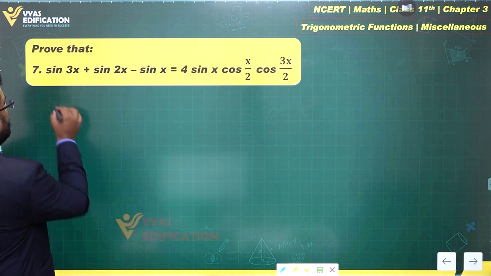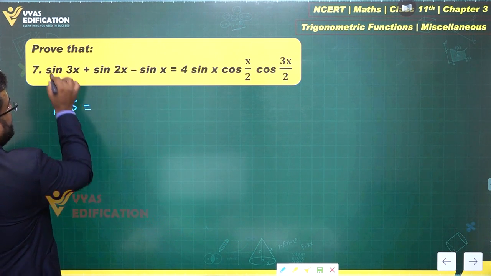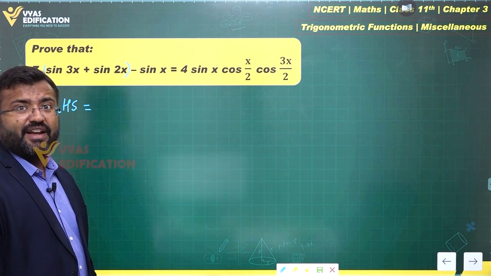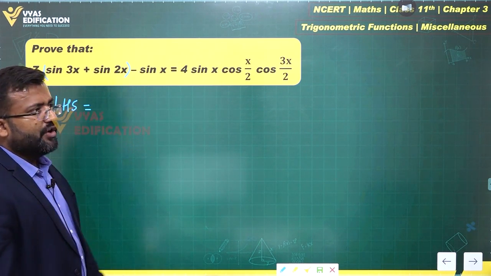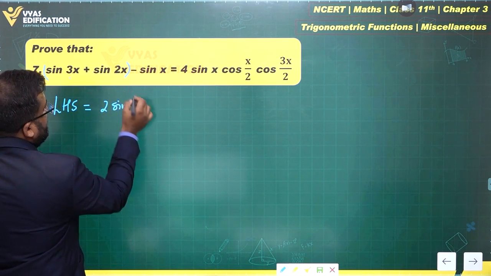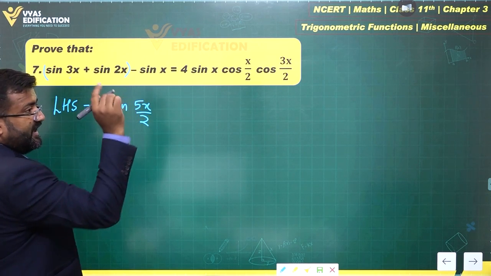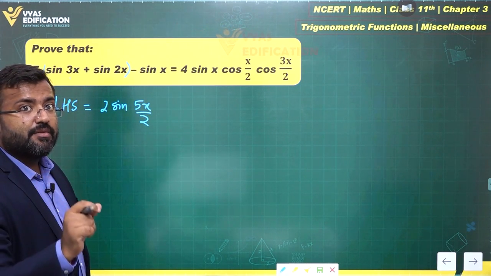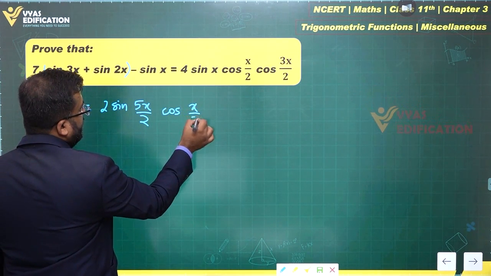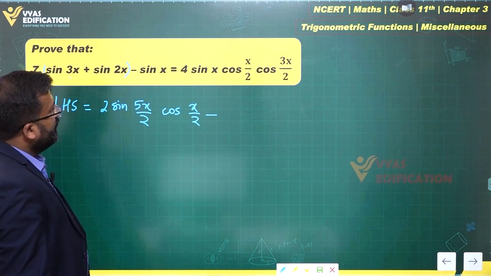Let's do that. In the LHS, I have sin 3x plus sin 2x plus, you have 3 terms, right? We can combine any 2. Let's combine these 2. Sin C plus sin D is 2 sin (C plus D) by 2 cos (C minus D) by 2. Remember that. Minus, what about the sin x?